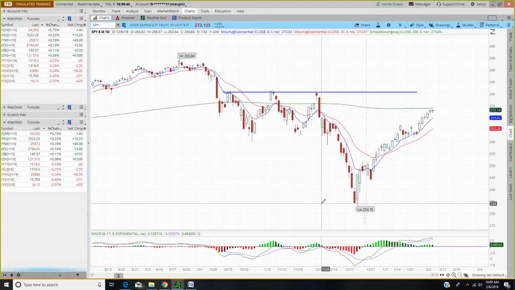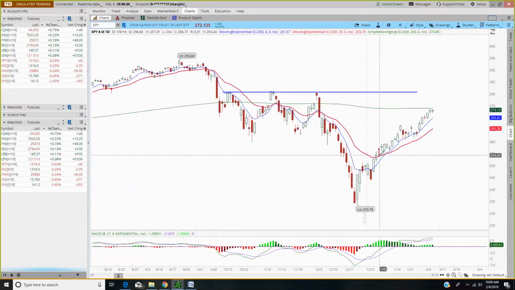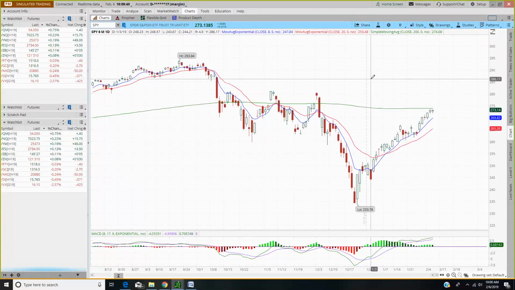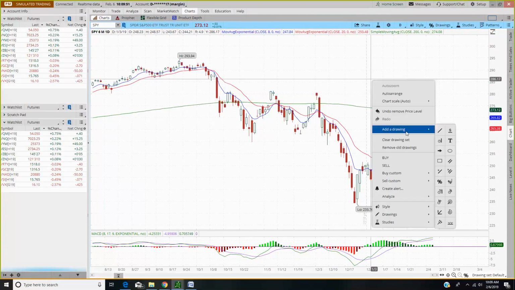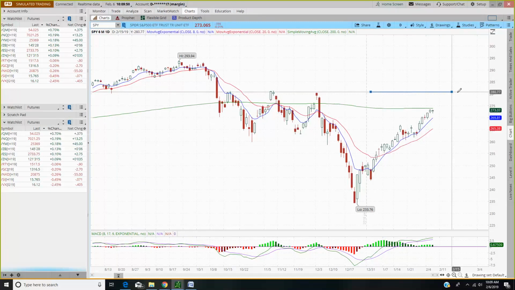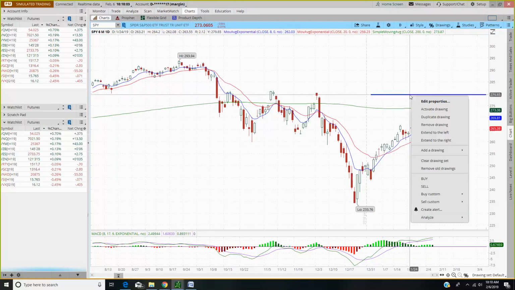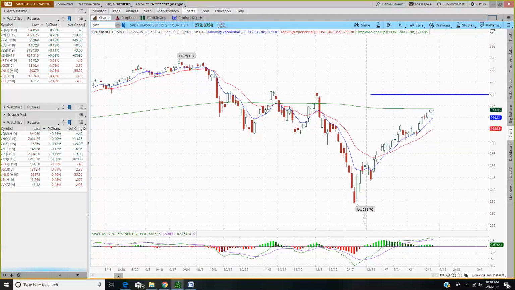So here's what y'all just did. Let's go ahead and put those numbers on this chart. Your chart will probably look like this. You're just going to right-click, add drawing. This is how I know how to do it. There might be an easier way. Then I'm just going to draw a price level, just anywhere. Then you can right-click it, and extend it to the right, and it'll go all the way.